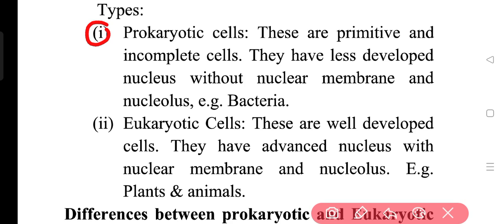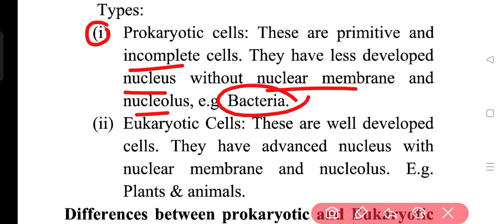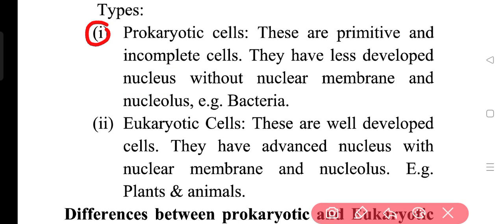Then what is a prokaryotic cell? These are primitive and incomplete cells. They have less development, a nucleus without nuclear membrane and nucleolus. An example is bacteria. Okay, listen carefully. These are primitive and incomplete cells. The best examples are bacteria and also blue-green algae. So these are called prokaryotic cells. Prokaryotic means primitive, incomplete.